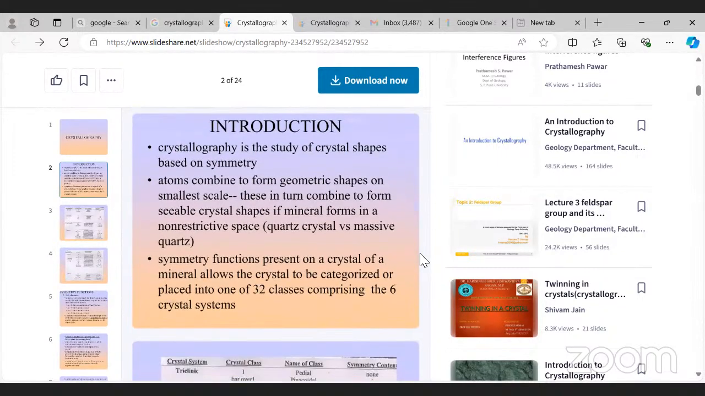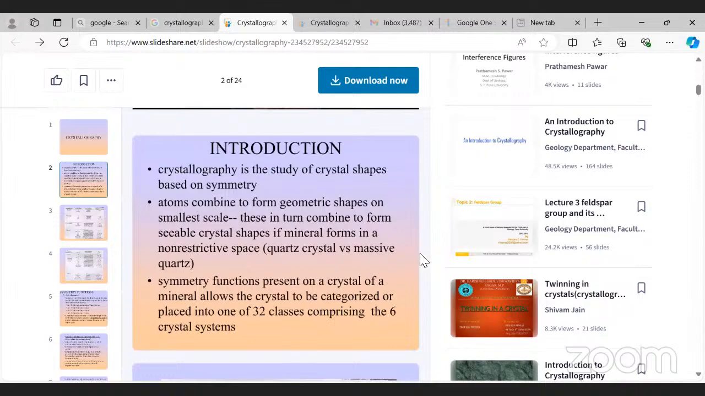You see here the crystallography. It is a study of crystal shapes based on the symmetry. The symmetry means the symmetrical axis, the symmetrical axis that I have shown you just now. According to those axes, the shapes will also be defined based on that only. And along the axis, atoms will be combined from one geometric shape to another. And based on that scale, we can divide from the smallest to the largest.